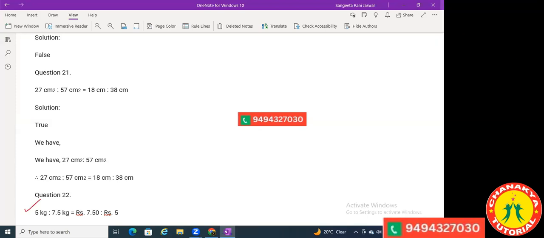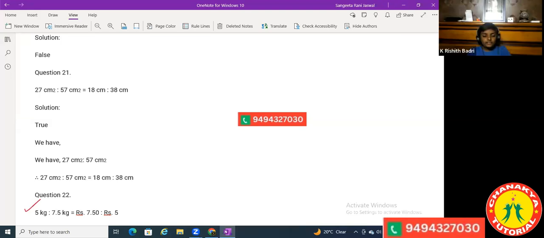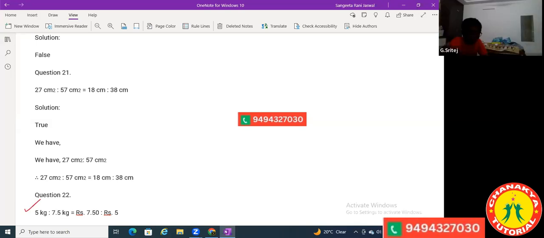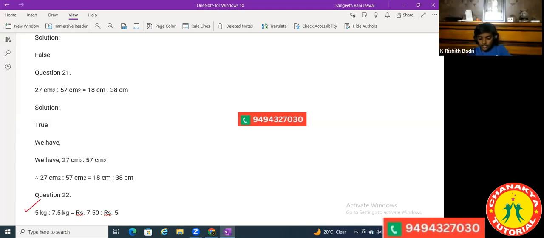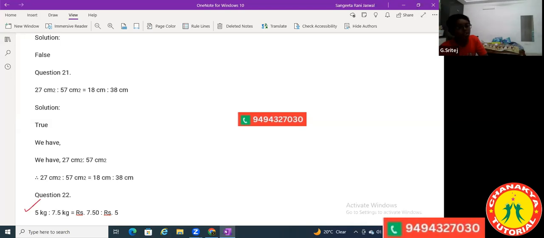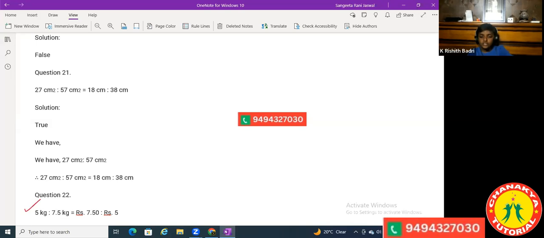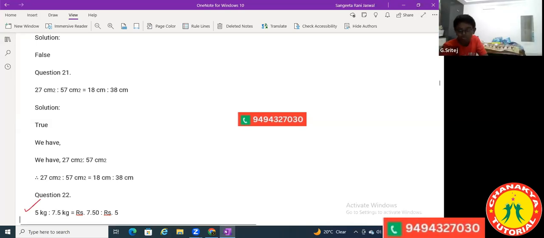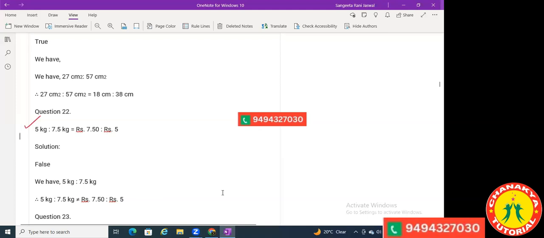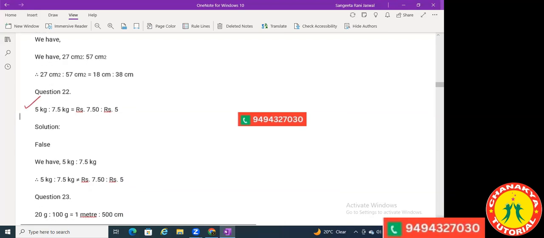The ratio is not coming equal. Of course, the numerator and denominator are different, but the ratios are also not equal. Ma'am, 5 kg is to 7.5 kg is equal to 2 is to 3, and 7.5 rupees is to 5 rupees is equal to 3 is to 2, ma'am. They both are reversed. So, ma'am, that's why they are not equal. Okay, good. So they are not equal. Yes, ma'am.